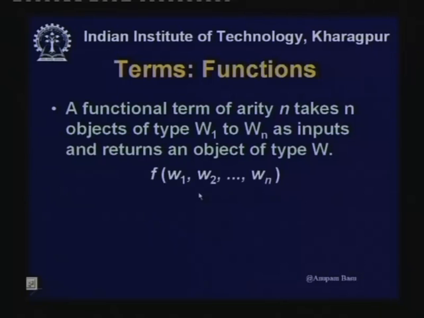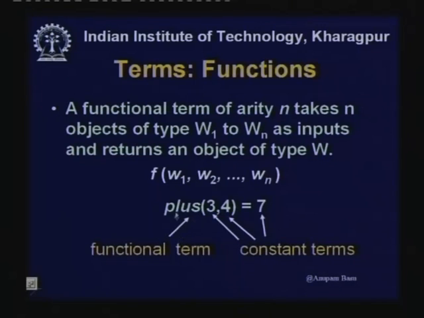Now, for example, we are familiar with these statements. Function f is a function of w1, w2, wn. Plus is a function which has taken two constants, two objects of type constant, okay, from the set of natural numbers. So, this is a function. Here plus is the functional term, 3 and 4 are constant terms, and 7 is also a constant term. So, 7 is the value, that is the object that is returned by this function. Okay.